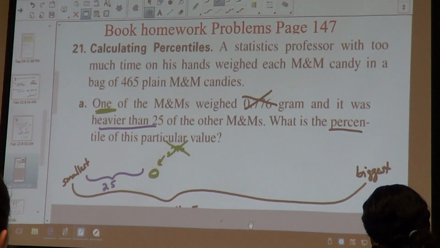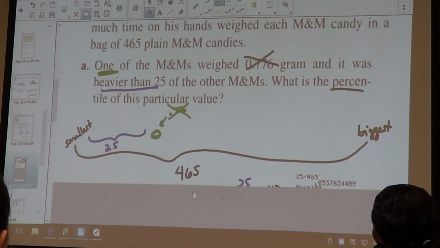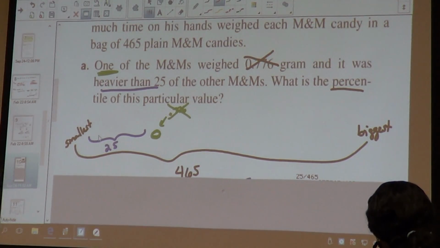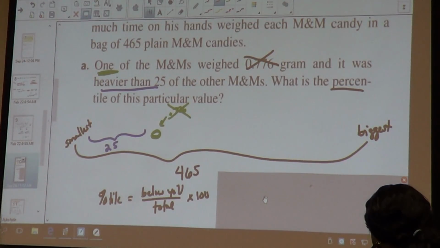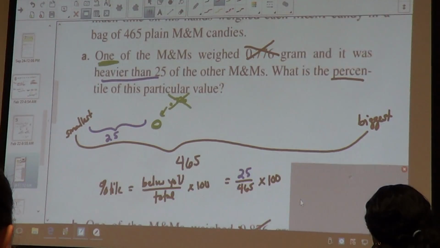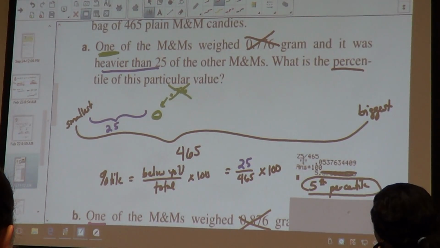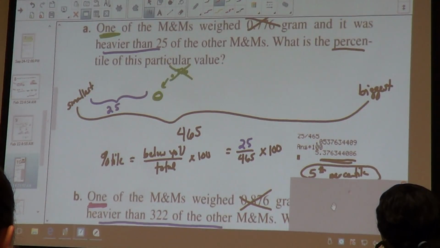So here's my little picture. This is my smallest M&M, this is my biggest M&M, this is the M&M I'm looking at. This is how much it weighed, but I don't care because I didn't know how much Madison weighed. There's my 465. So 25 M&Ms were below me. My formula is how many are below you over the total. So 25 were below me out of 465 times 100. We cool? So we go to our calculator, 25 over 465 and then times 100. The times 100 is for the percent.